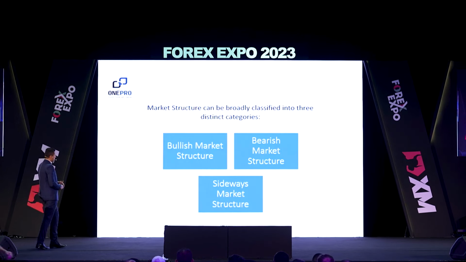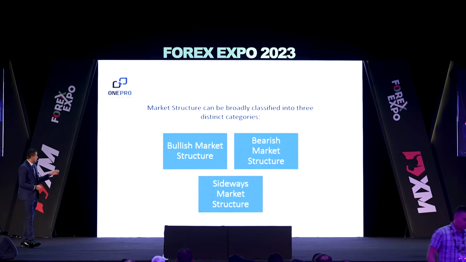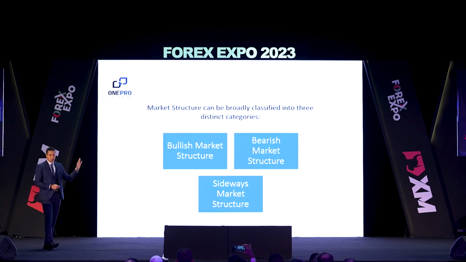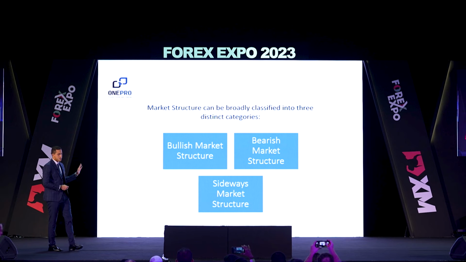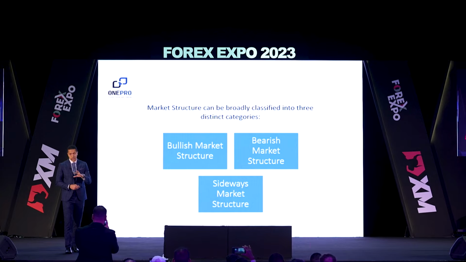The market structure can be broadly classified into three distinct categories. The bullish market structure, where prices are going up, the bearish market structure, and the sideways market structure. And yes, if you tell me that those are what we call trends, they are the basic trends. However, today we'll not call them an upward trend or a downward trend, but let's name them a bullish market structure, a bearish market structure, and a sideways one.